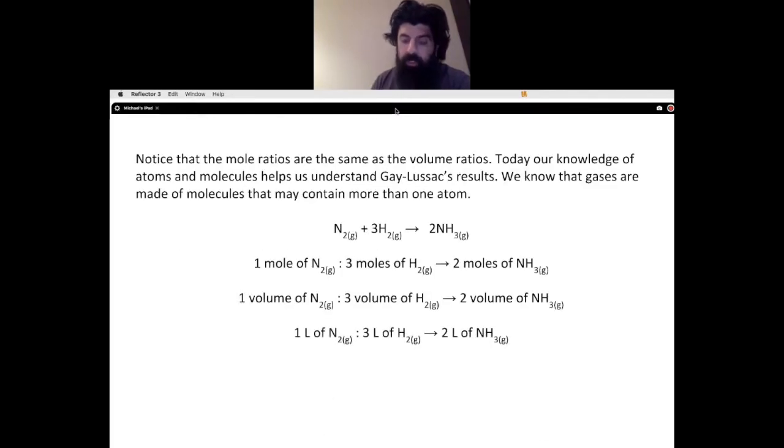So here we have another equation dealing with gases. We've got 1 mole of nitrogen gas reacting with 3 moles of hydrogen gas to form 2 moles of ammonia gas. But we can always also look at them as volumes: 1 liter of nitrogen gas will require 3 liters of hydrogen gas to produce 2 liters of ammonia gas.